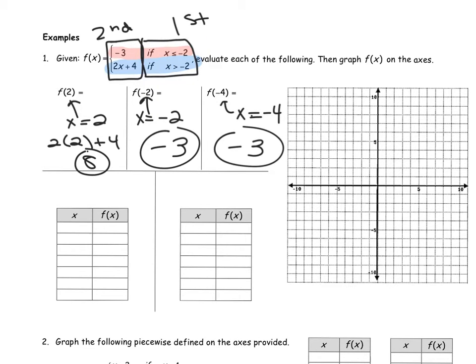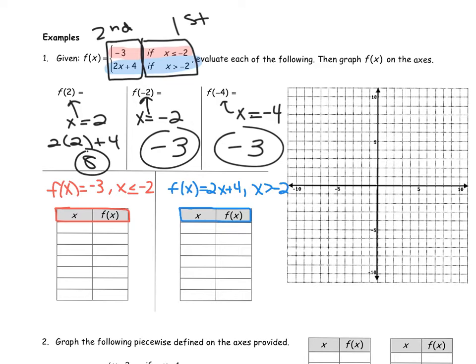Okay, so now we actually want to graph this. So again, we have these divvied up. I color-coded them here in red. We'll graph here in red for the first function and then in blue for the second function. So for the first one, we're going to graph f of x equals negative 3, where x is less than or equal to negative 2. For the second one, we're graphing f of x equals 2x plus 4, where x is greater than negative 2.